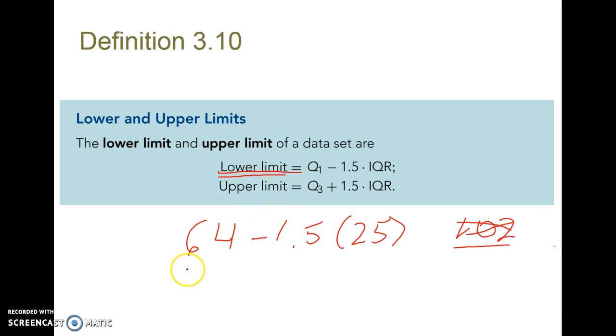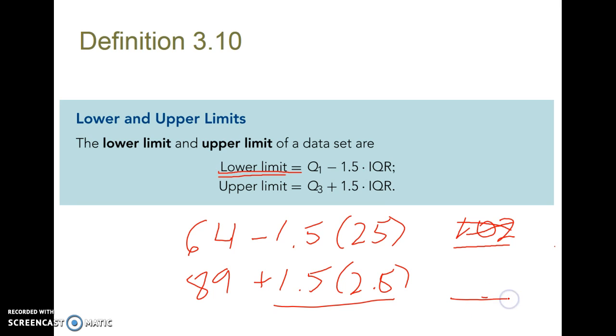To get an upper limit, we're going to take our Q3 value. Our Q3 value was 89, and we're going to add 1.5 times our interquartile range. So 1.5 times 25 is 37.5. We would have to take 89 plus 37.5, which is well above 100%. And that would be our upper fence, which means anything above that distance would be considered an outlier as well. And so that's how we find outliers.